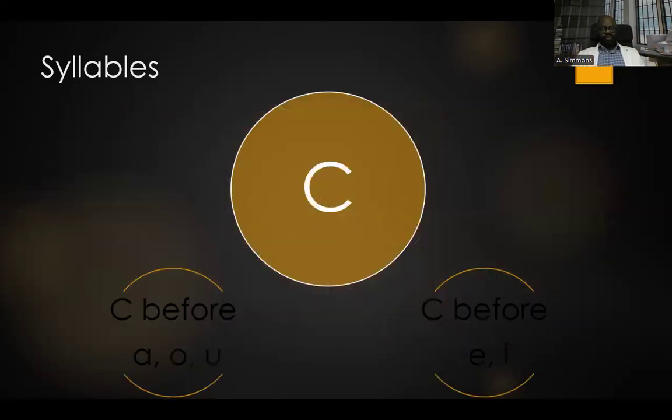Okay, now look, remember the C. The C before A, O, and U is hard. It has a harder sound. Ka, ko, ku. The C before E and I is more like an S. Se, si. You've got to master that. Just that simple. You don't master that, you can forget it.